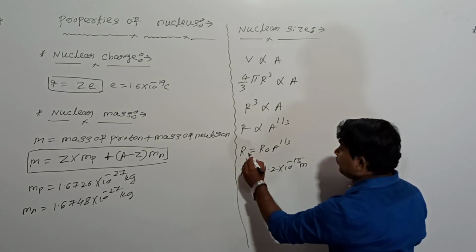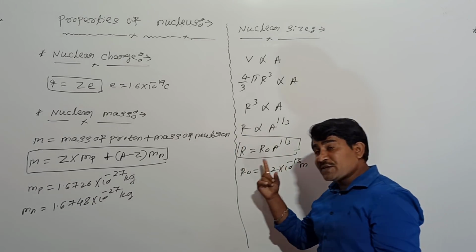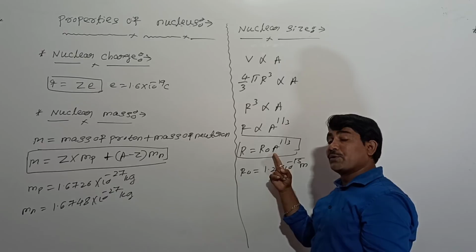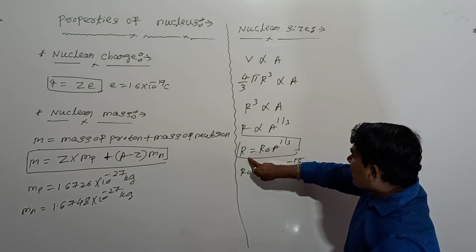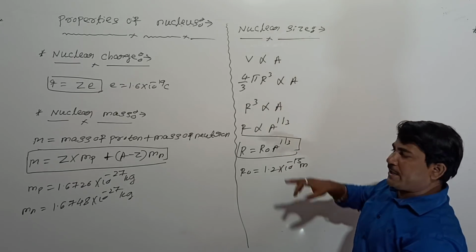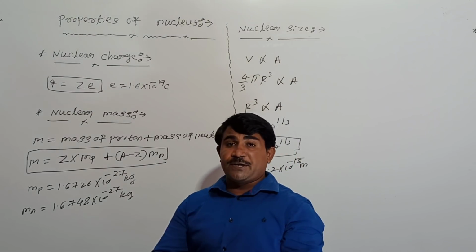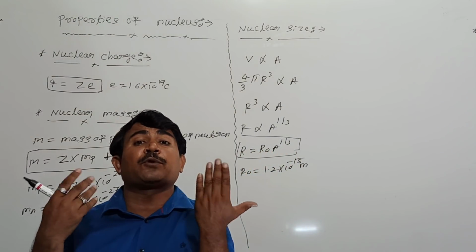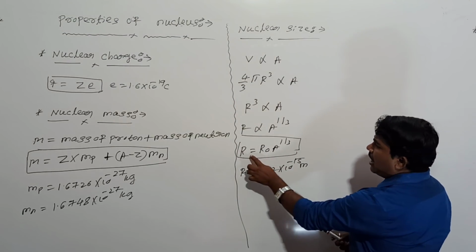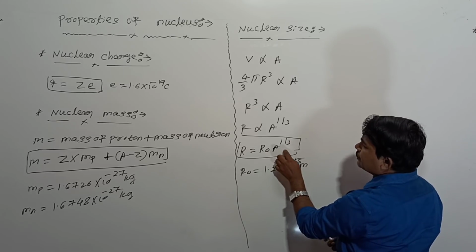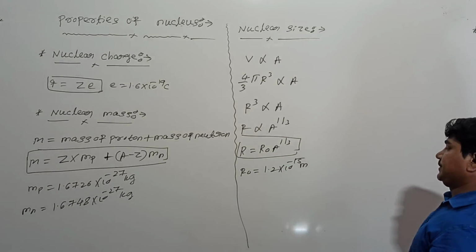Then from this relation what do we get? The radius of the nucleus is directly proportional to cube root of mass number. That is R directly proportional to A raised to 1 by 3. This is what? The nuclear size. I mean, the size of the nucleus depends on how many protons and neutrons are present inside the nucleus. That relation can be taken as R equal to R0 A raised to 1 by 3. Right? This is the size of the nucleus.